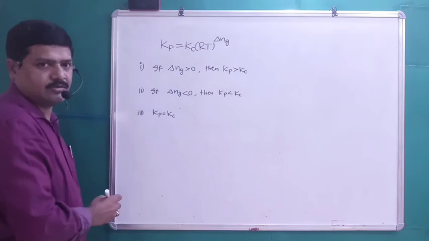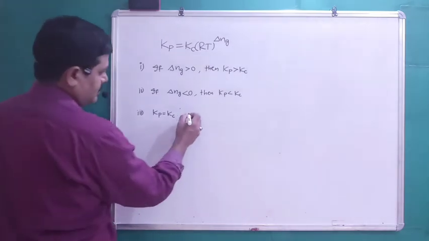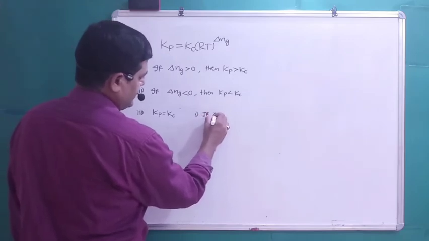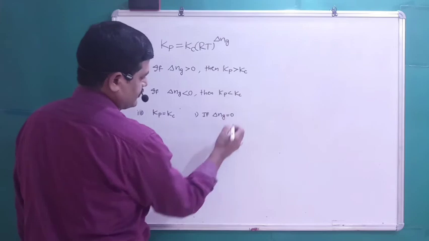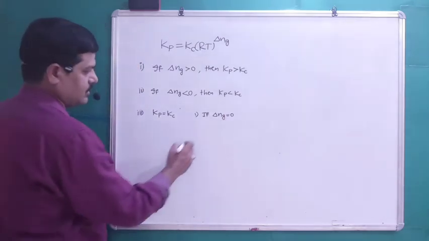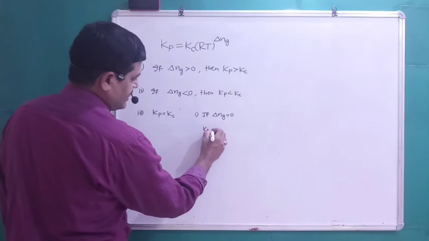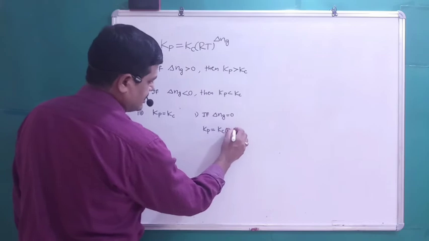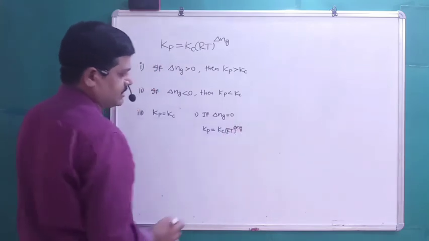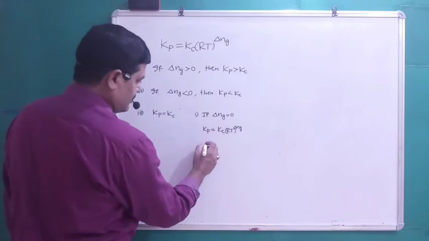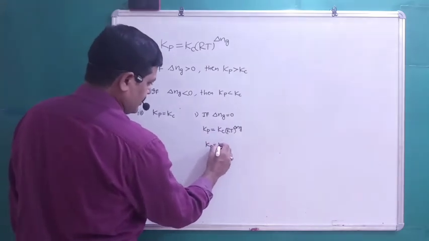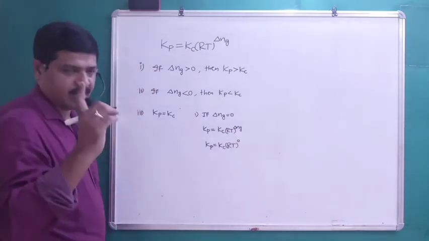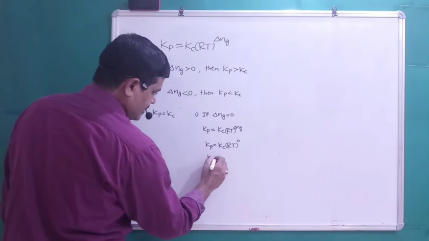For this there are two conditions that can be applied. First one is if delta Ng is equal to 0. The relation between Kp and Kc is Kp is equal to Kc into (RT) power delta Ng. When we substitute delta Ng equal to 0, Kp is equal to Kc into (RT) power 0. Anything to the power 0 is 1. So Kp is equal to Kc.